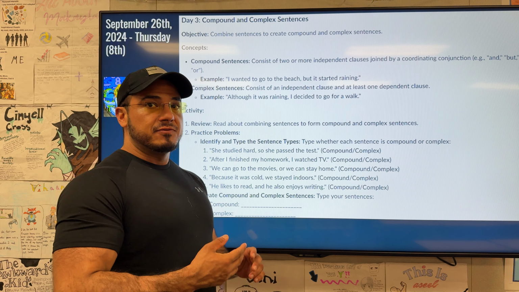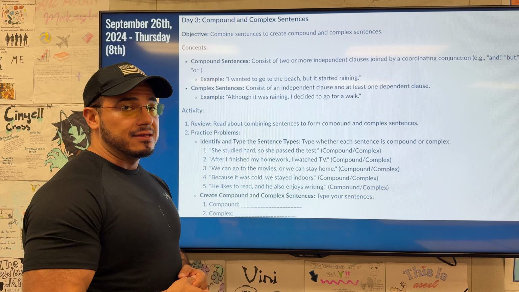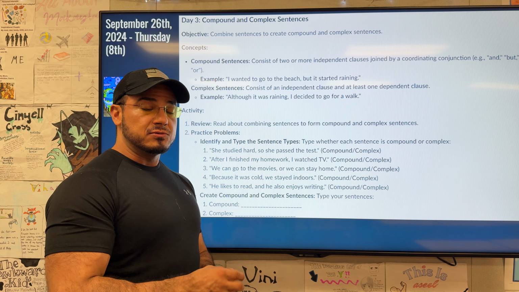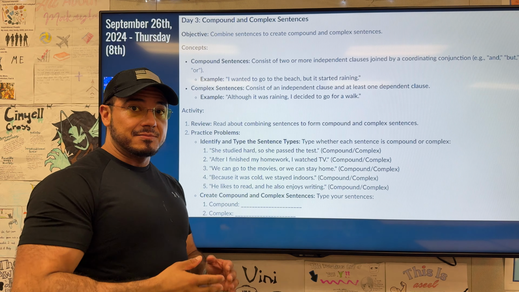What we'll be doing is reviewing the concept of what's known as a compound and a complex sentence in English. The distinction between the two is really slight. So we're going to go ahead and jump in first to the definition of a compound sentence.